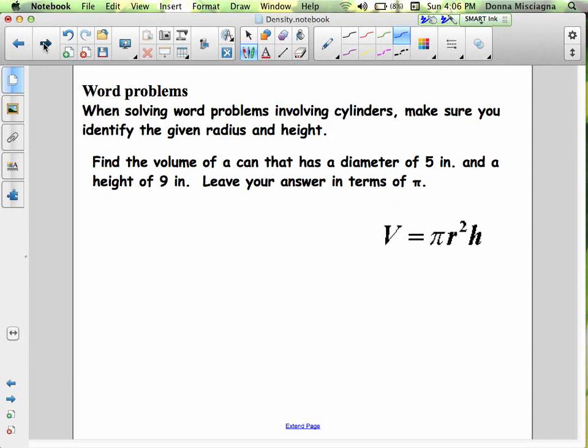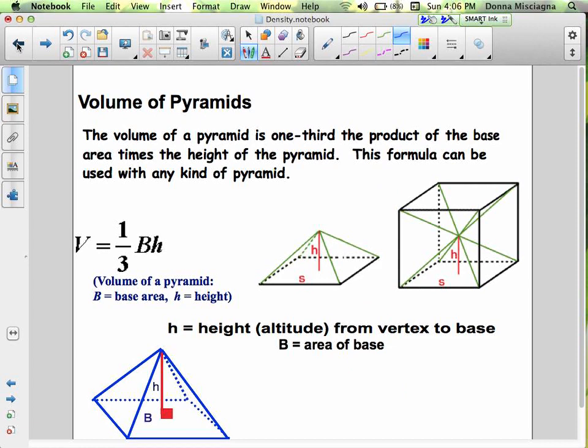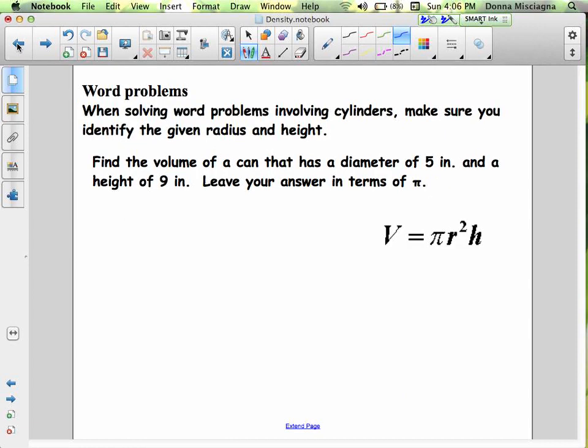All right, so now we have a word problem, and I think that's going to be the last one on this video, because then we'll be going on to pyramids, which I'm going to do on the next video. So when solving word problems involving cylinders, make sure you identify the given radius and height. Find the volume of a can that has a diameter of 5 inches.